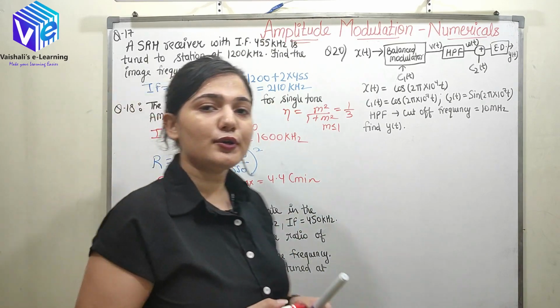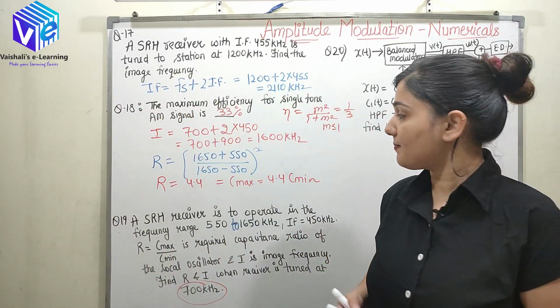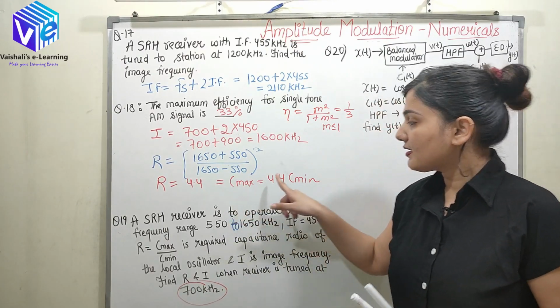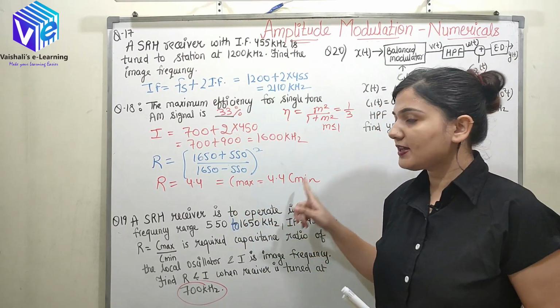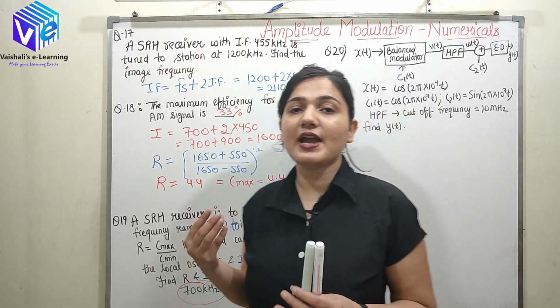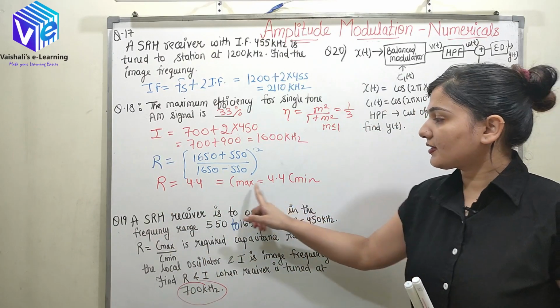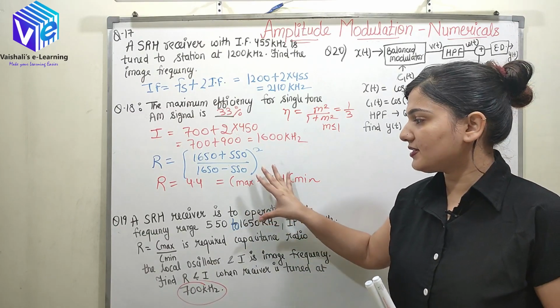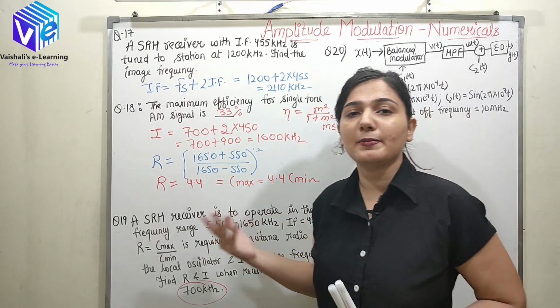I already told you what it interprets. It interprets that the maximum capacitance is 4.4 times the minimum capacitance. So I have to design a capacitor in which the capacitance change is in this ratio. If this is a higher ratio, my circuit will become complex.